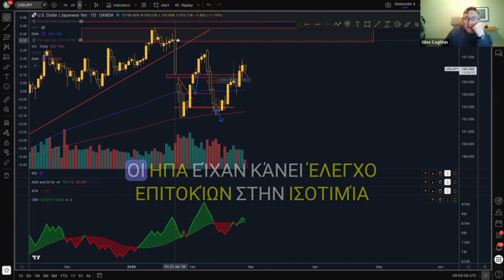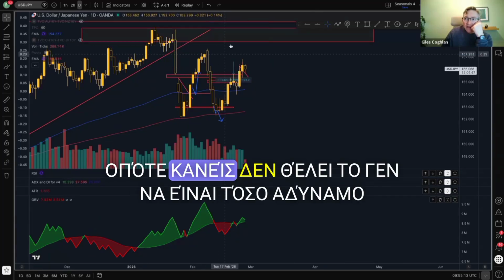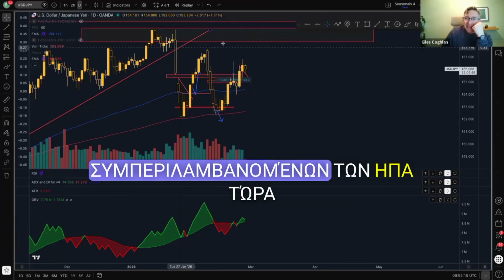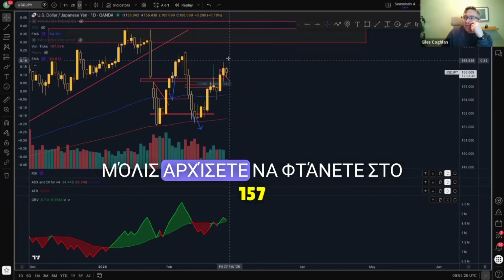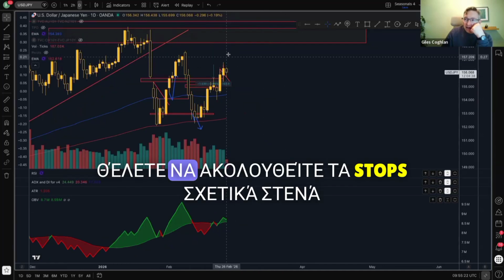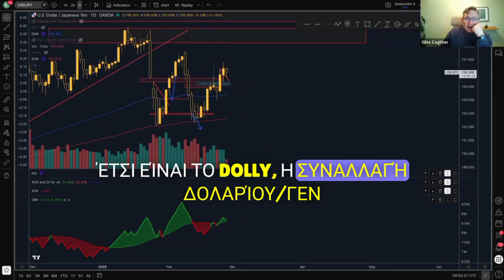And remember, the US did do a rate check on the dollar yen exchange rate. So no one wants the yen to be that weak, including the US now. Expect heavy sell interest up there. Once you start hitting 157, you want to be trading stops relatively tight. So that's the dollar yen trade.